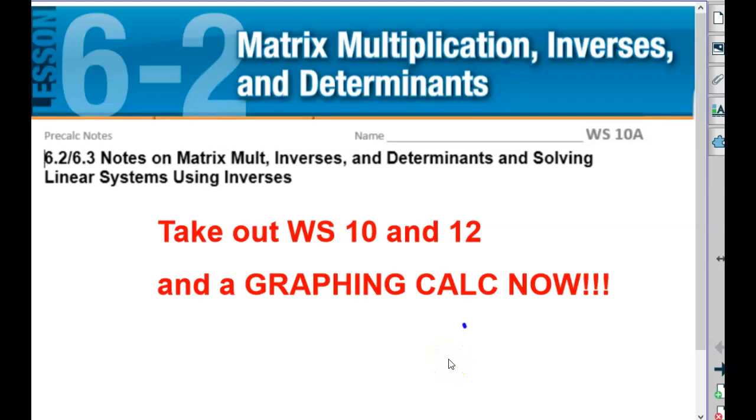All right, we're going to talk about matrix multiplication, inverses, and not really determinants today. And then we're also going to talk about solving by inverses. Okay, this is going to make me googly eyed.